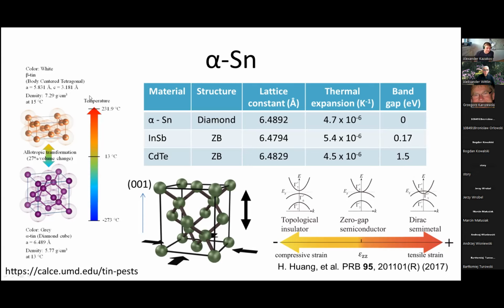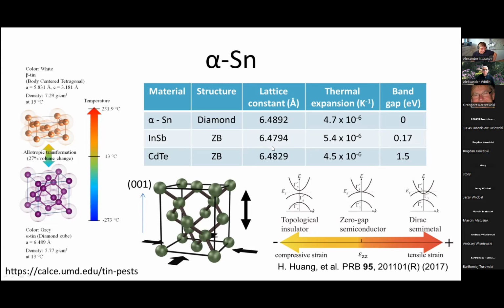So alpha tin has a diamond crystal structure with a lattice constant of 6.49 angstroms, and it is believed to be a semimetal, a gapless semiconductor with zero band gap. And as a thin film, it is usually grown on indium antimonide or cadmium telluride. Both have a zinc blende structure and a lattice constant slightly lower than alpha tin, but the lattice constant is pretty high.